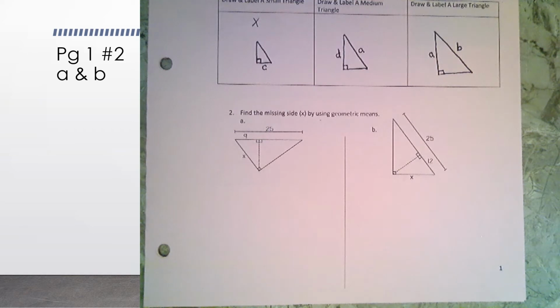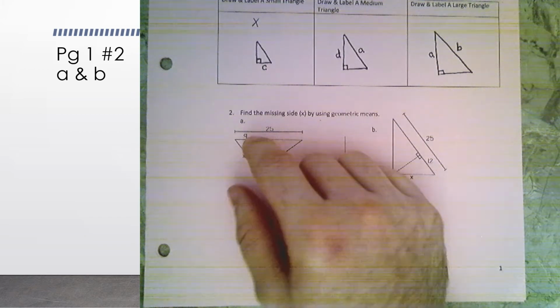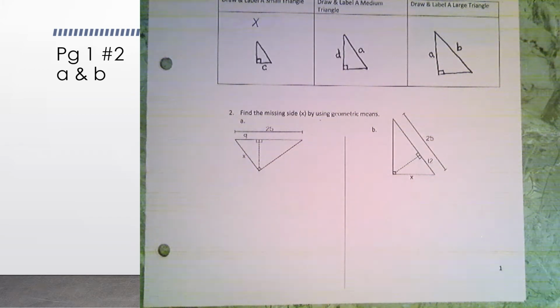All right, so now we're going to finish page 1 together. So I'm looking at number 2. We're going to do part A and part B together. First, let's look at part A. Again, this is one where we have 3 similar triangles. I know this because of the right angles in there and the fact that they share other angles, so I can use that AA postulate.